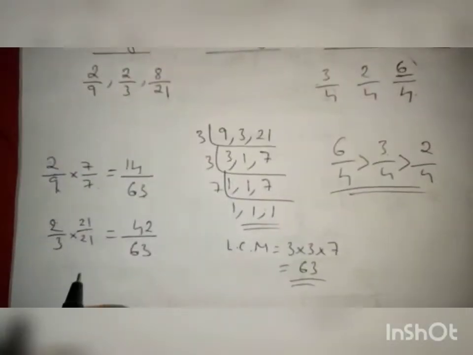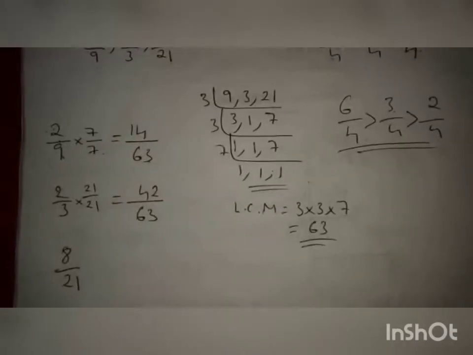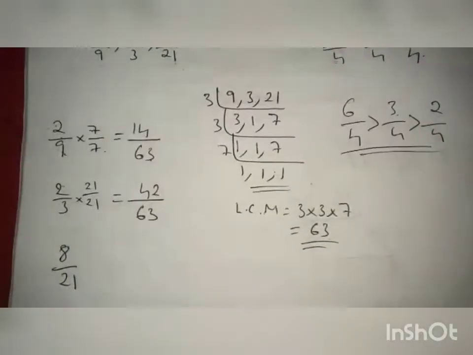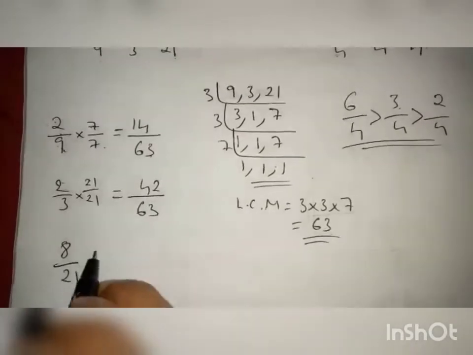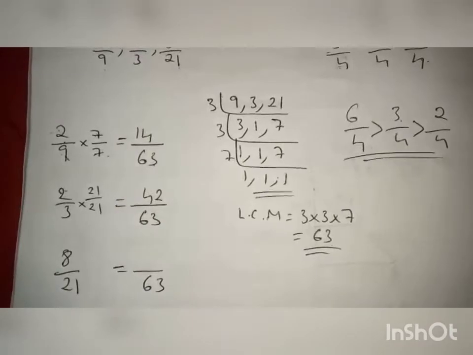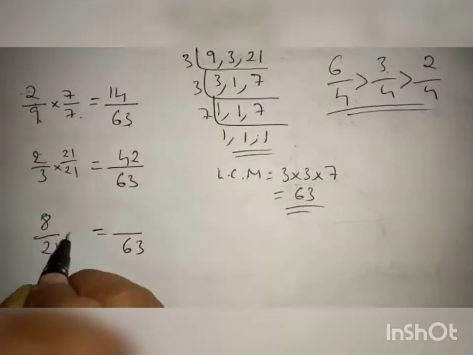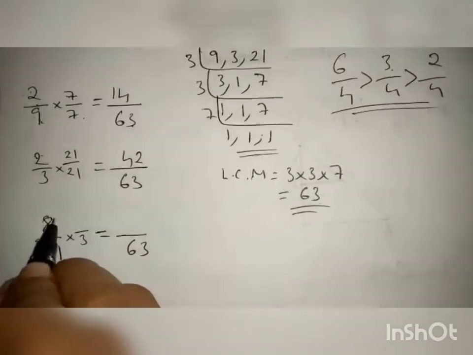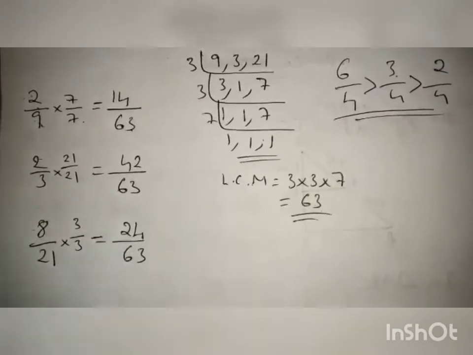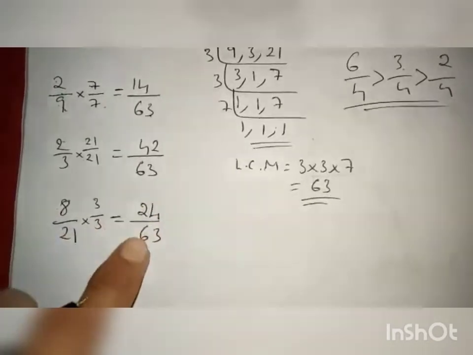Next, the last fraction, 8 by 21. How much is 63? 21 3s are 63, right? So multiply the numerator also by 3. 3 8s are 24, right? So 8 by 21 became 24 by 63.